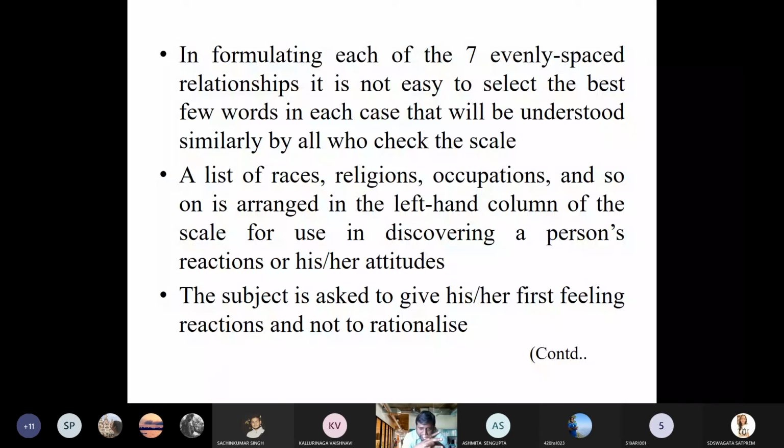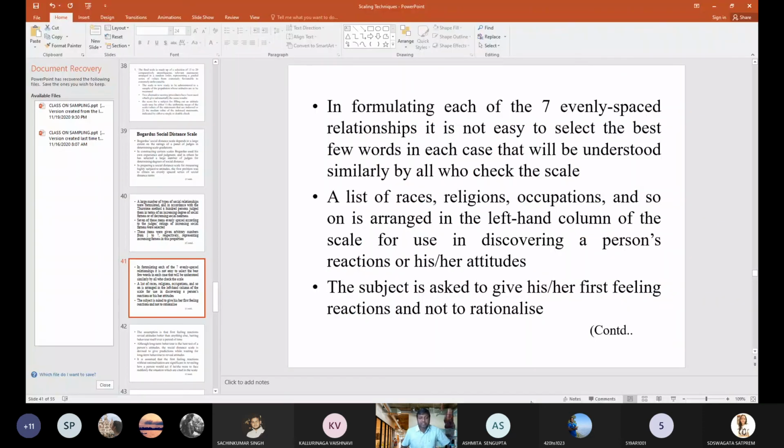So this is the overall picture about scaling. Once you use these scales in the field, you will acquire more knowledge, because unless you use these things in the field, you will not acquire more and more knowledge about the scale. So this is about scaling. Other things are not required for you.